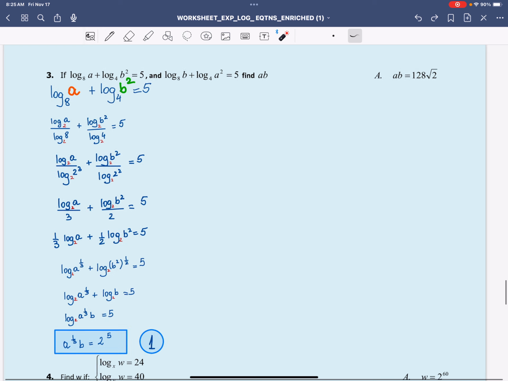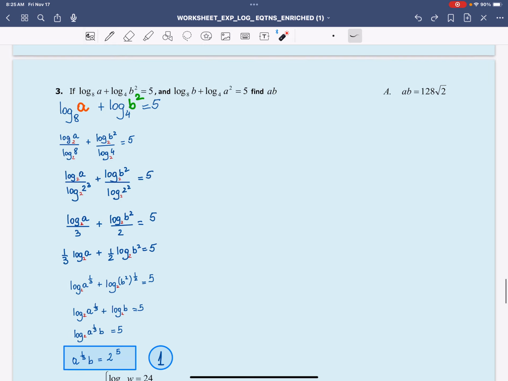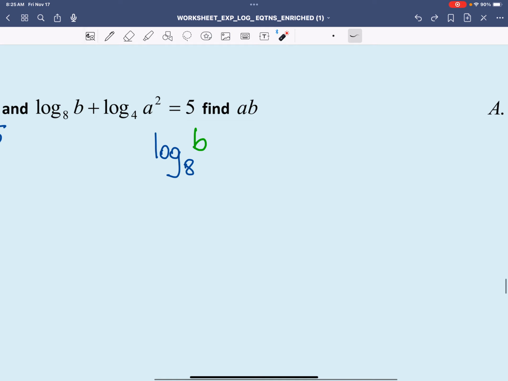So I'm going to use the second piece of information now in a similar way and see what I can create in here. And then I'm going to think about my final answer. So I'm going to start off by writing the equation log with base 8 of b, that's our second equation, plus log with base 4 of a squared equals 5. So similarly, the process is the same, so we can go a little bit faster here. We are trying to combine the terms, but bases are different, so we're going to use change of base formula.